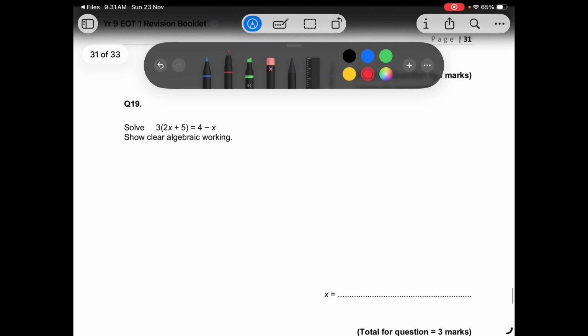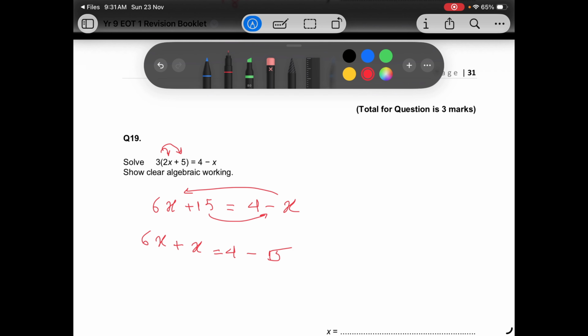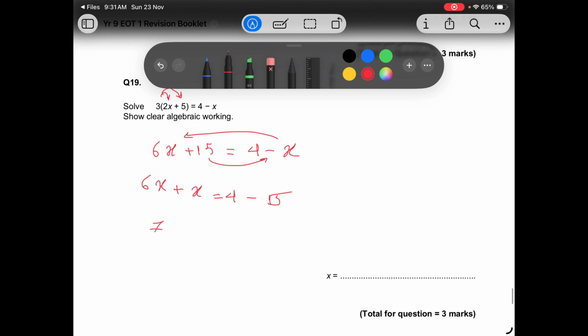Okay guys, next, this is really super easy, just expand here. Okay, so it will be 6x plus 15 equals 4 minus x. Move this here, move this to the other side. 6x plus x equals 4 minus 15. Here we have 7x equals, then 4 minus 15 is minus 9. Then x equals minus 9 over what?